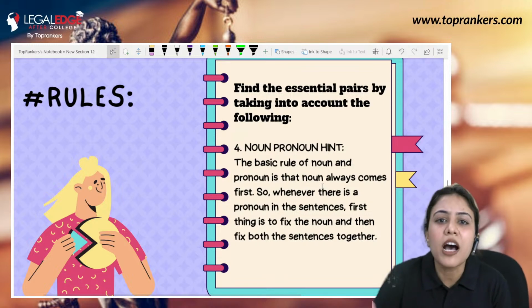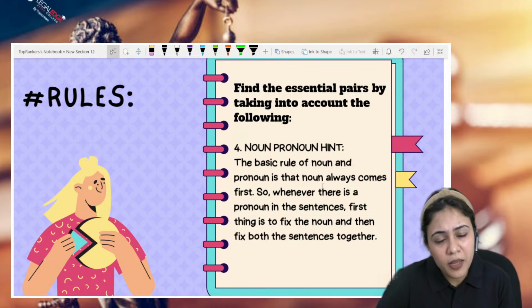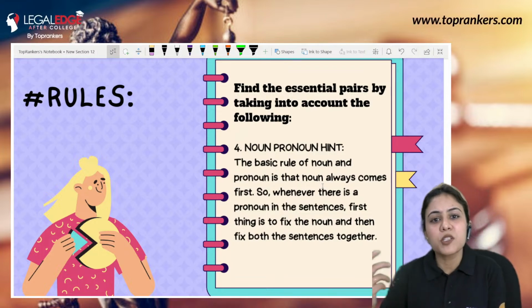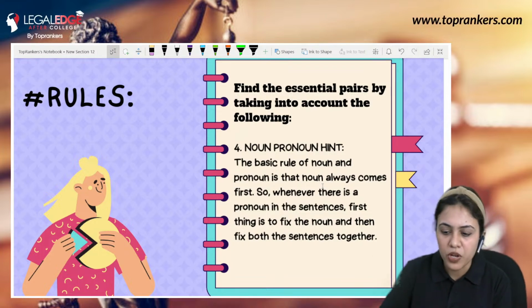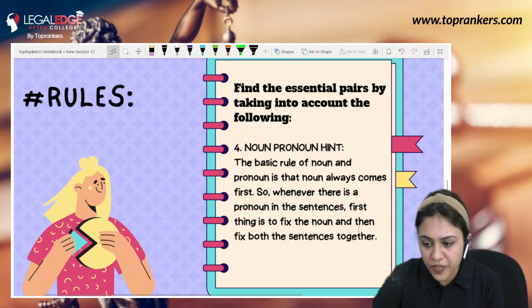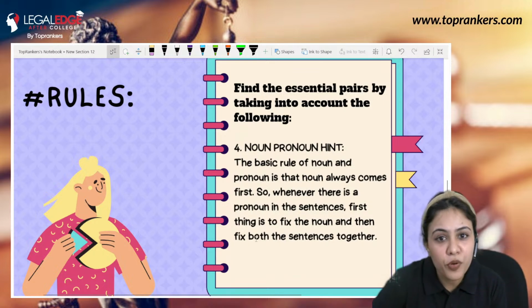हमेशा introduction noun से हमें पहले मिलेगा और उसी के बाद हम उसका pronoun use करेंगे, because pronoun is a replacement of a noun, right? So the first thing is to fix the noun and the second one is to find the pronoun.